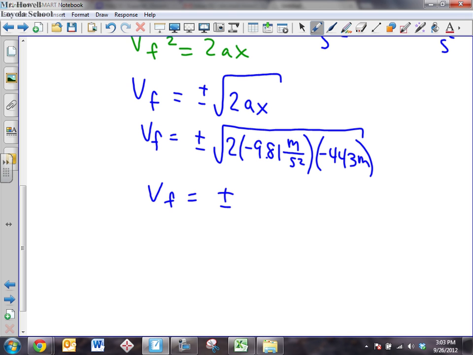Negative 8,691. Okay, I'm going to put the answer up, so let's take a look now. Negative or positive 93.3 meters per second. Don't back up yet. The object is traveling which way? So what is the velocity going to be? Remember you asked why do you need a plus or minus in there? You've got to choose which one it will be.